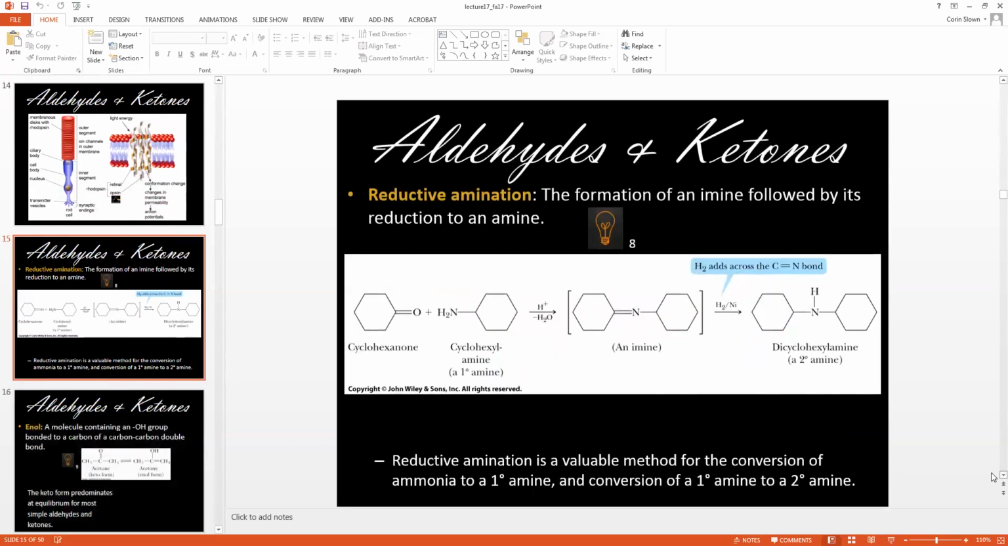Now, there are other reactions that we also should consider when we're thinking about aldehydes and ketones. That's reductive aminations. This is the formation of an imine followed by the reduction to an amine. So it's 2 steps. The first step is the formation of an imine. The second step is the addition of hydrogen across that double bond to generate an amine. So reductive amination is a valuable method for converting ammonia to a primary amine or the conversion of a primary amine to a secondary amine.